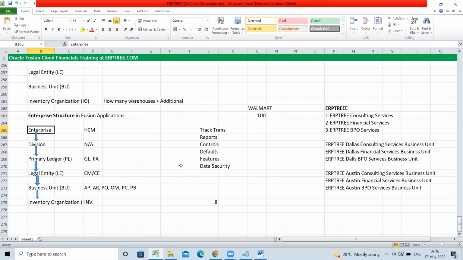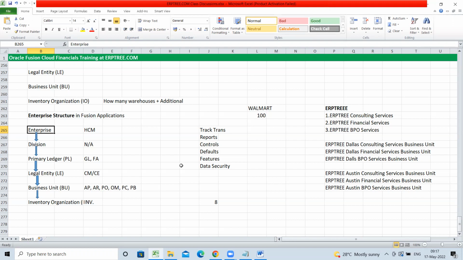The client came up with a new business, and for that they want separate registration. Since they want separate registration, you can create a new legal entity. All of these can be extended, except the enterprise, maybe divisions, primary ledgers, legal entities, business units, inventory organizations. If you want to stop at any point, yes, you can stop recording transactions. For that, you can remove the access where you are giving access, and within the system, if you want to inactivate it, those options are available for certain enterprise structure units. And if you want to create additional ones, yes, you can create.